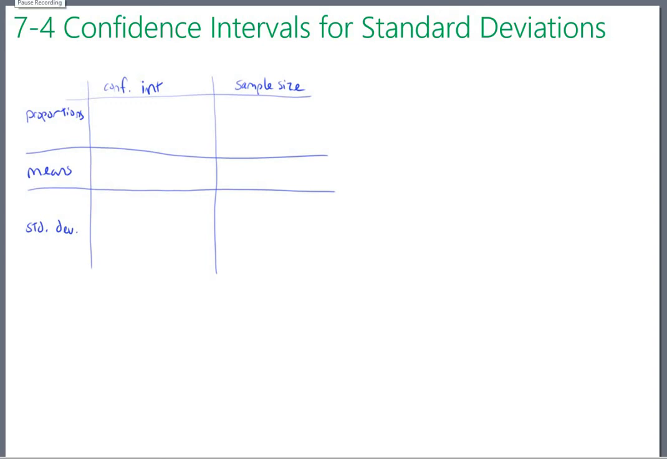All right, so far in chapter 7, we've basically had two tasks. We've calculated confidence intervals, and we've figured out sample sizes needed to get a certain margin of error. So in 7.2, we calculated confidence intervals for proportions, and we figured out sample sizes for proportions, and there was a formula there for that one. In 7.3, we figured out how to calculate confidence intervals for means, and then also how to calculate sample size for mean, and there was a slightly different formula for that one.